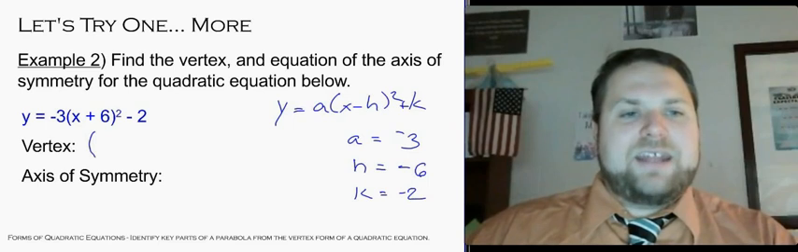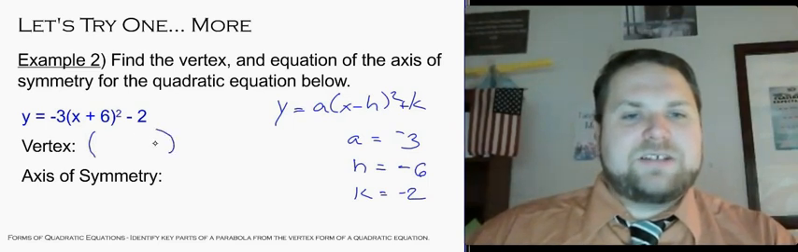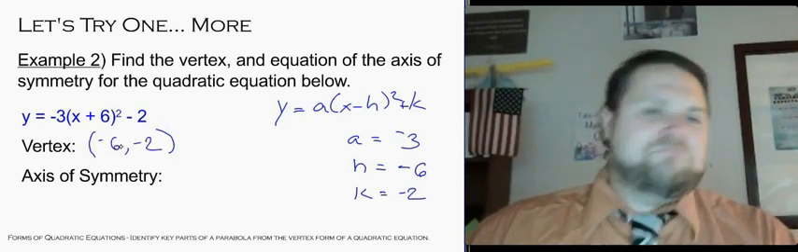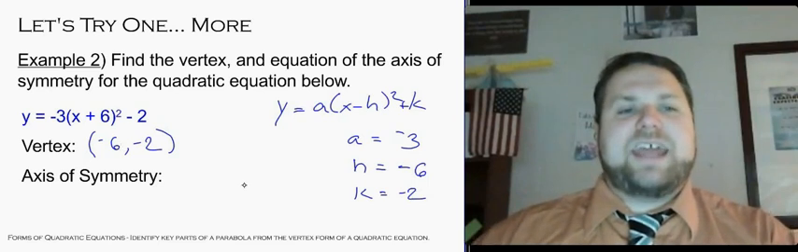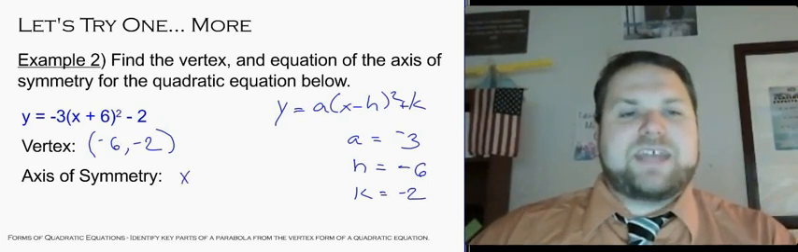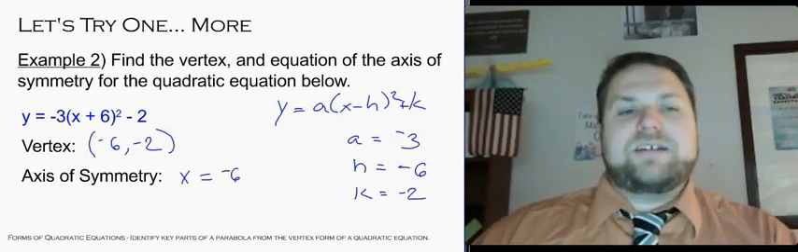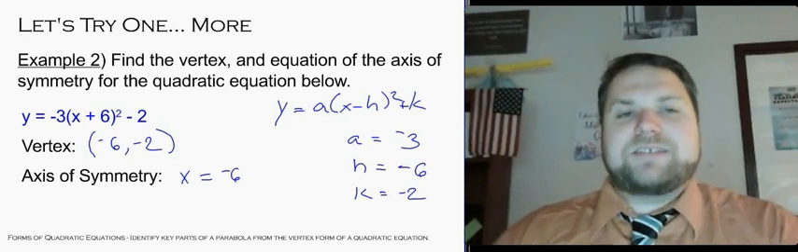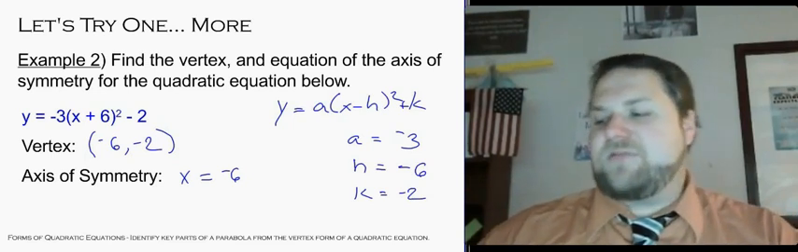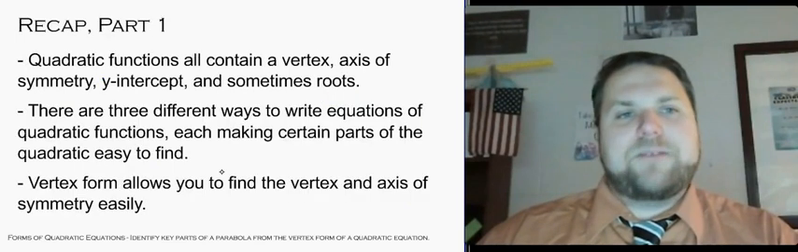Now that I know that, I know my vertex is just H, K. So H is -6, K is -2. There's my vertex. Easy as that. For the axis of symmetry, it's just x equals h. Well, h is -6, so x equals -6. And there you go. I found the vertex and I found the axis of symmetry from vertex form. It is as easy as that.